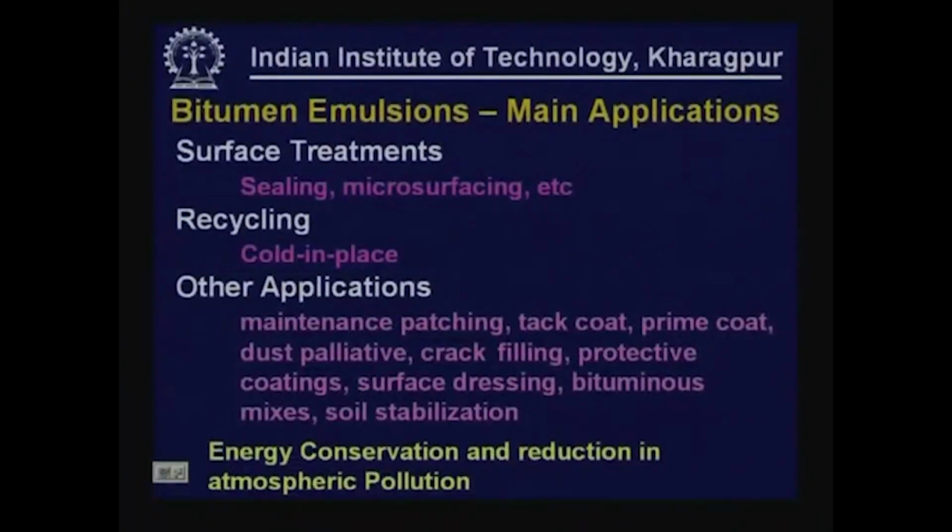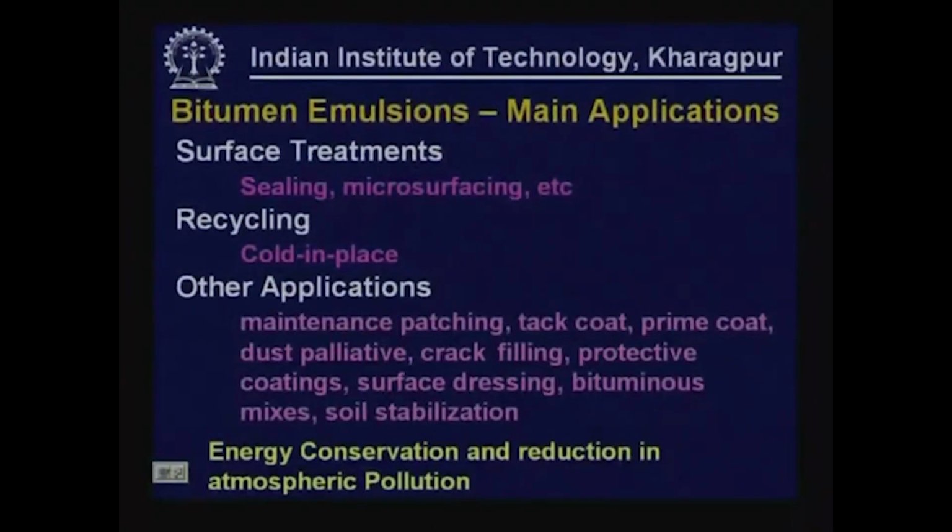The other applications of emulsions include maintenance patching, application of tack coat, application of prime coat. These are coats that are applied over an existing granular base before a new bituminous layer is applied, or over an existing bituminous layer before another bituminous layer is going to be applied on that. So, accordingly we have different types of coats that we apply over pavement surfaces, either on granular surface or on bituminous surface. If you apply it on granular surface, that would be prime coat. If it is applied on a bituminous surface, that is a tack coat.